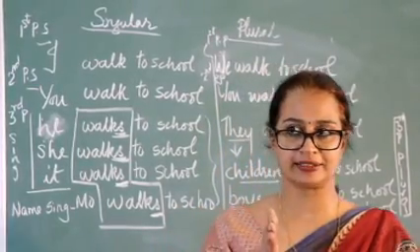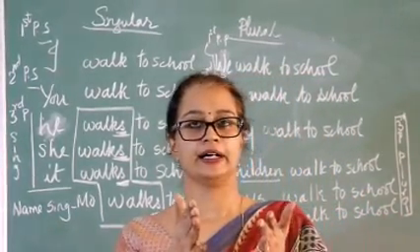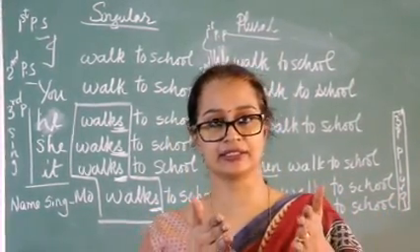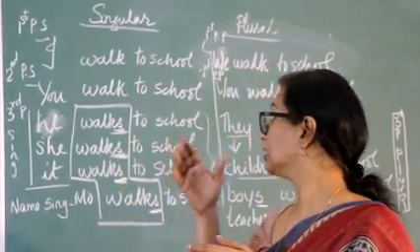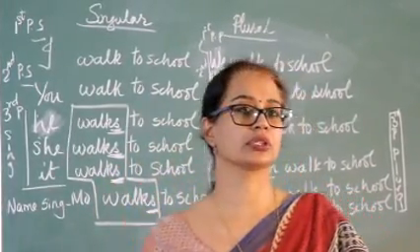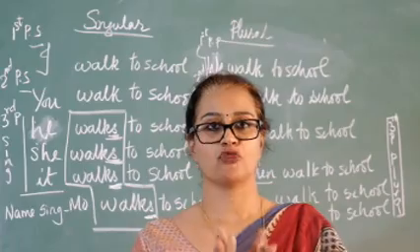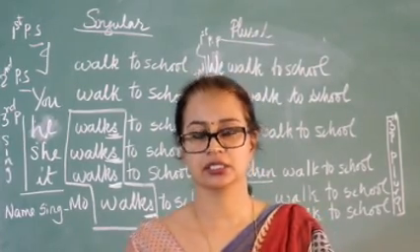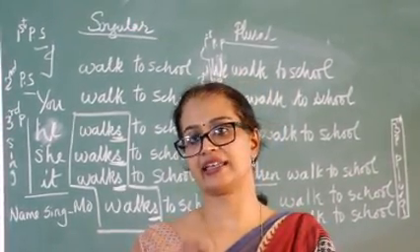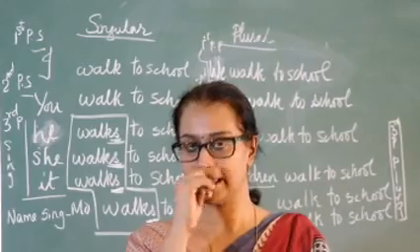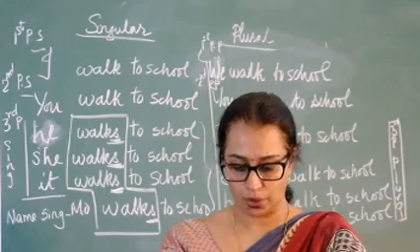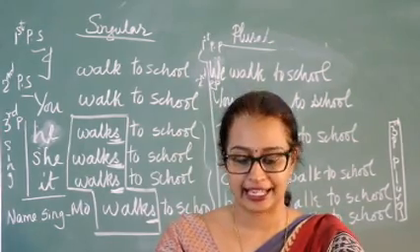So for the first person and the second person singular, and also the first, second and third person plural, the verb is in the base form, okay? But in the third person singular, the verb changes. It takes an S, an addition of S is added. We studied that, you know it as well. So let's move on with some of the exercises.